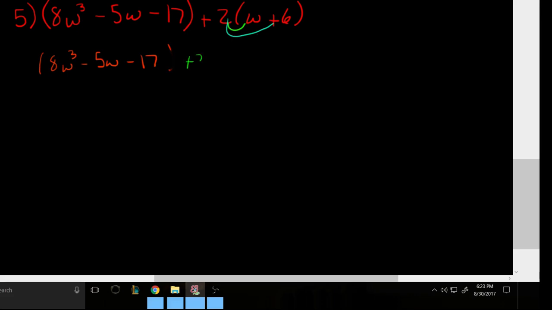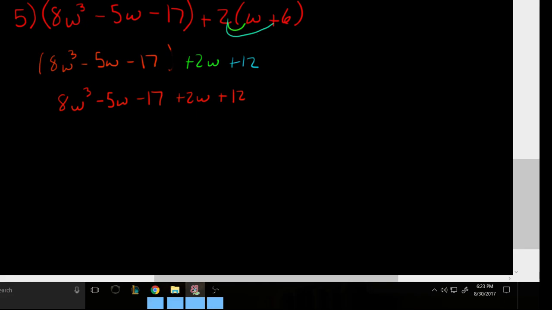Plus 2w plus 12. Now, we can apply the associative property. Remember, the associative property says that the order in which we do these things doesn't matter if we're adding. And remember that the inside of these parentheses, this 8w cubed minus 5w minus 17, is really just a series of addition. So we can go ahead and remove the parentheses. And we'll have 8w cubed minus 5w minus 17 plus 2w plus 12.